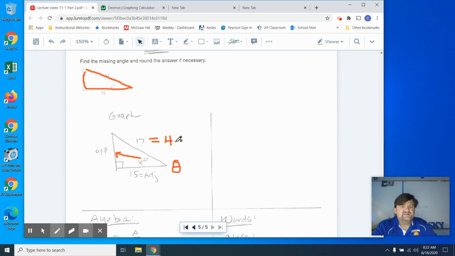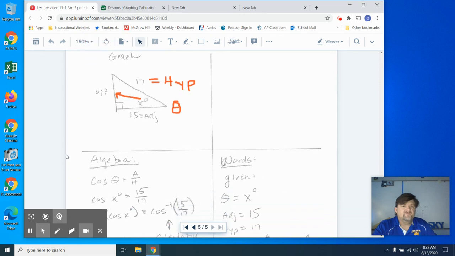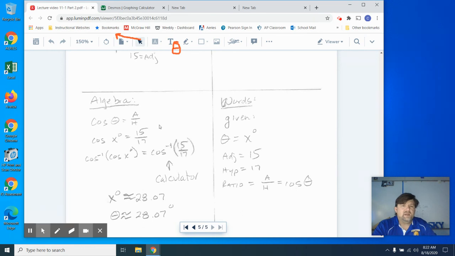So now, since this has a ratio, let's go down to the given piece. I've done step one. I drew and labeled it. And now we're down here. I'm given theta. Theta is the one we're looking for, which is the x in degrees. I've been given my adjacent. I've been given the hypotenuse, so my ratio is adjacent over hypotenuse. Well, what's the ratio associated with that? Cosine of theta. Cosine of theta is adjacent over hypotenuse.